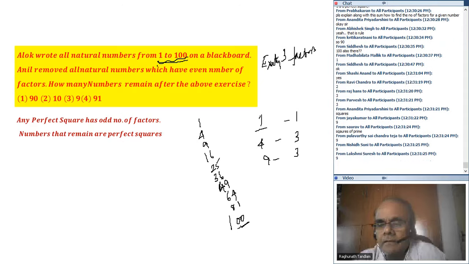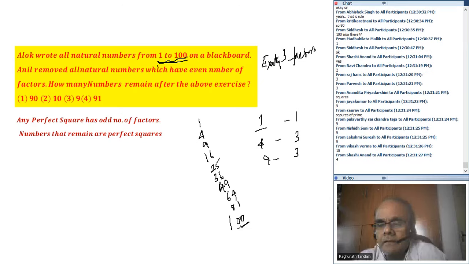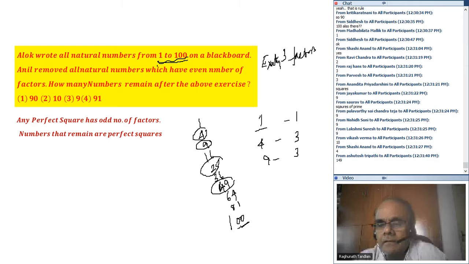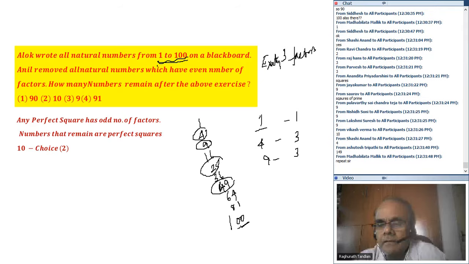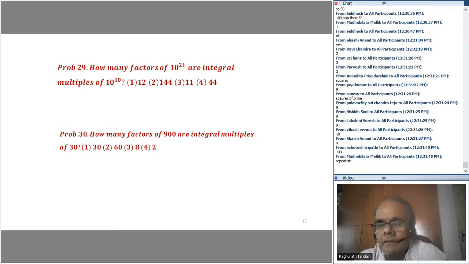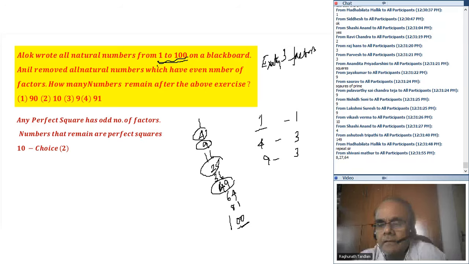Squares of prime numbers. Note down. Squares of prime numbers: 1, 2, 3, 4. Any square of a prime number will have exactly 3 factors. Note down, the square of a prime number will have exactly 3 factors. Are we clear? 2 square, 3 square, 5 square, 7 square. Next one.